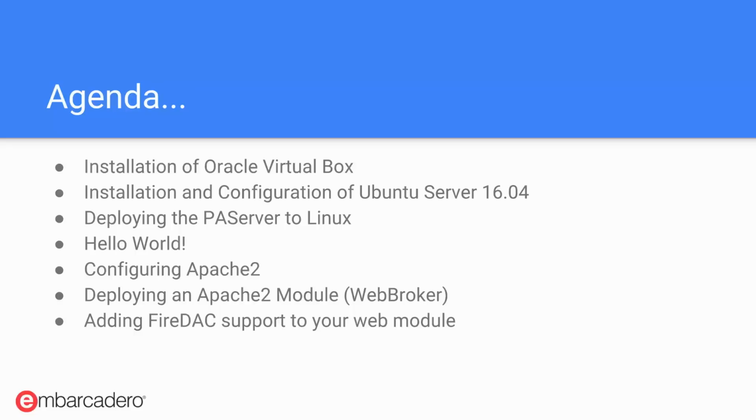You could also opt to use Red Hat Linux, and a link to how to configure a Red Hat server is included on the blog post which accompanies this session. We'll take a look at how to deploy the PA server to that Linux machine, and then how to use the PA server to deploy a Hello World application, and we'll look at some ideas of how we can go about debugging that application as well.